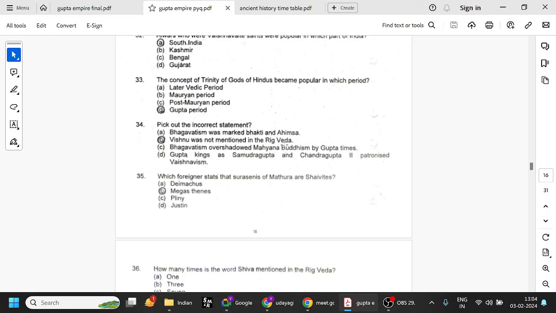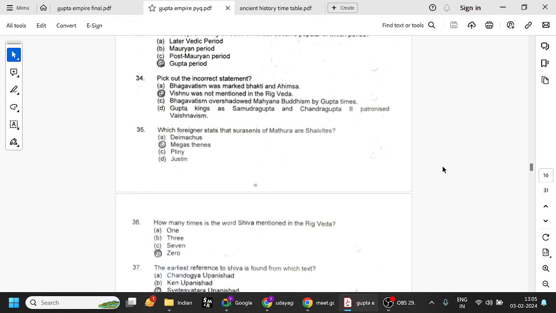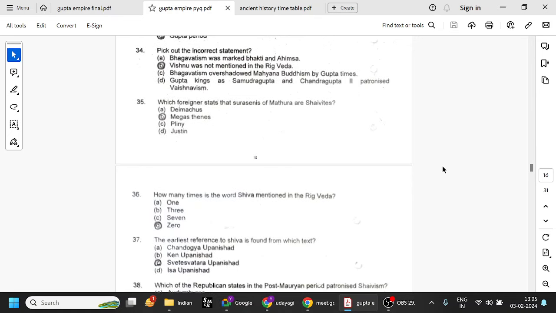Incorrect statement: Vishnu was not mentioned in the Rig Veda. Okay, Bhagavatism was marked by Bhakti and Ahimsa, which is true. Bhagavatism overshadowed Mahayana Buddhism, which is true. Because of the rise of Bhagavatism, Buddhism and Jainism again have gone into the background. Gupta kings like Samudragupta, Chandragupta patronized Vaishnavism, which is also true. So Vishnu was also mentioned in Rig Veda, but Indra, Agni, etc., were the prominent gods. 250 hymns to Indra, all that we have seen in Vedic religion.